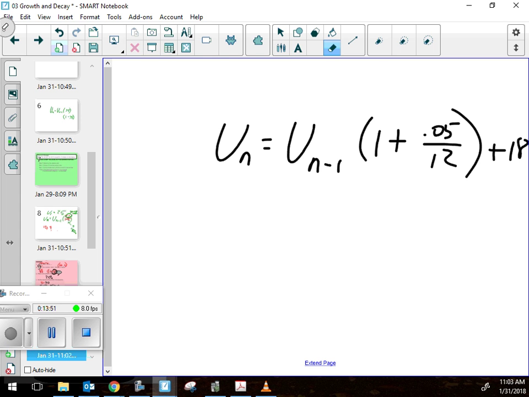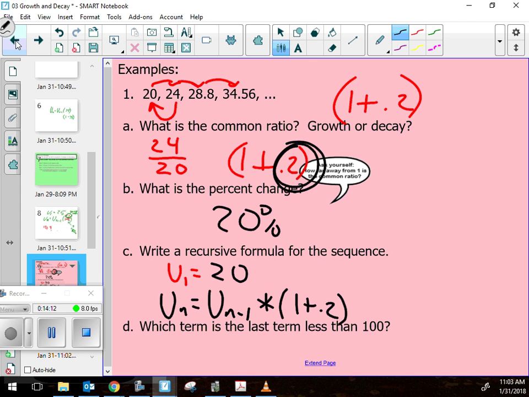Do you get why I like having you write it as 1 plus or 1 minus something? Even though 1.2 is correct, it's better to write it as 1 plus 0.2 because I'm getting you ready for this when we start writing like that. And this is a 5% annual rate compounded monthly. You'll get to that later, but I'm trying to show you there's a reason why writing it as 1 plus 0.2 is really smart.